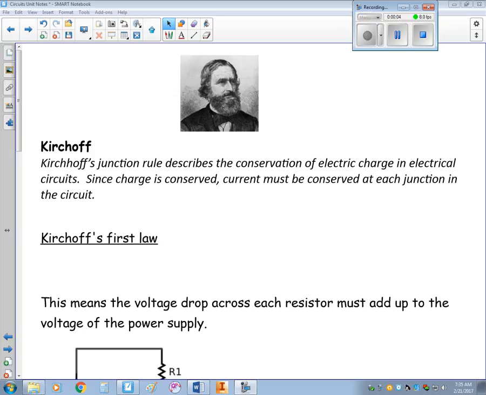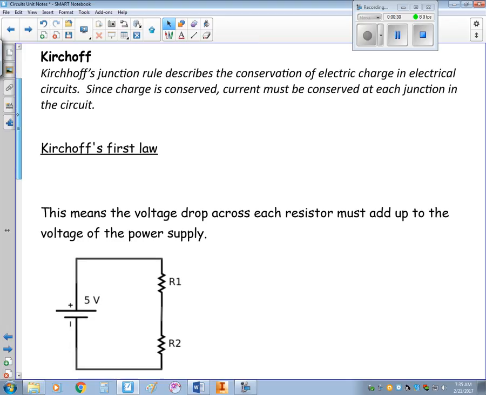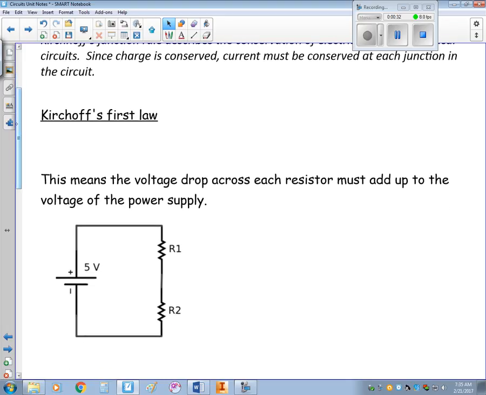Let's talk about Kirchhoff. Kirchhoff is another famous scientist who studied circuits. Now, Kirchhoff's junction rule describes the conservation of electrical charge in electrical circuits. So since charge is conserved, current must be conserved at each junction in the wire. We also have conservation of energy. So Kirchhoff's laws, we basically have two of them for circuits. The first one is all about conservation of energy.